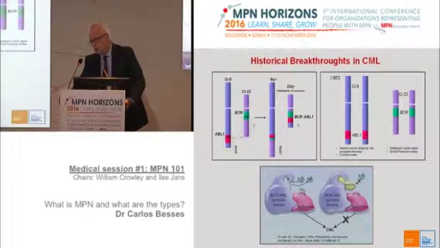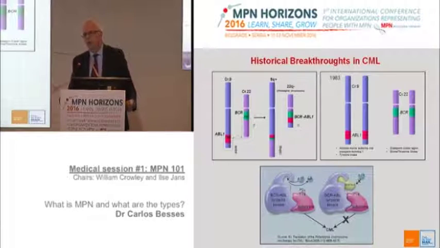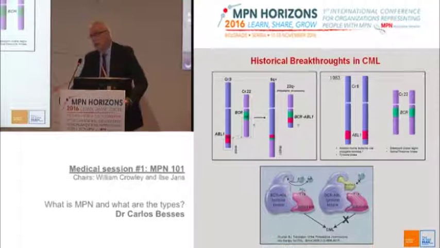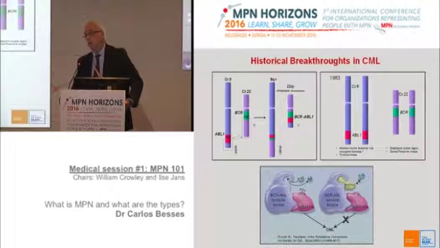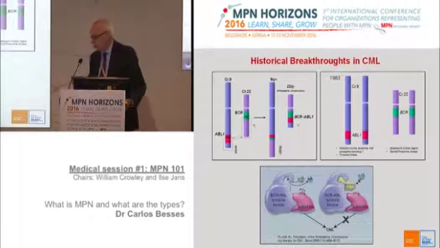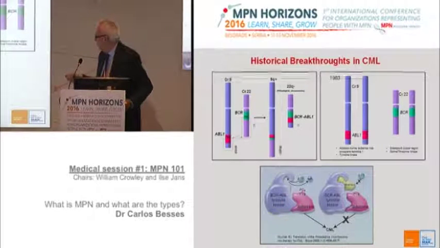Later, it was known that this translocation involved some molecular segments, BCR and ABL, and fortunately, in 1996, Brian Druker started the clinical trials of treating CML patients with a selective inhibitor of the oncogene, imatinib.